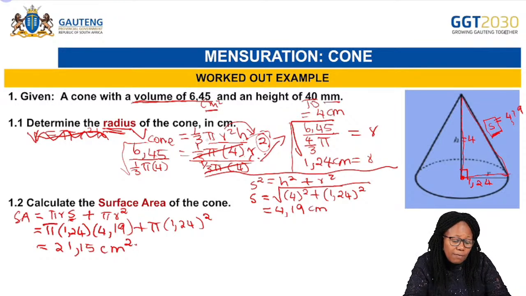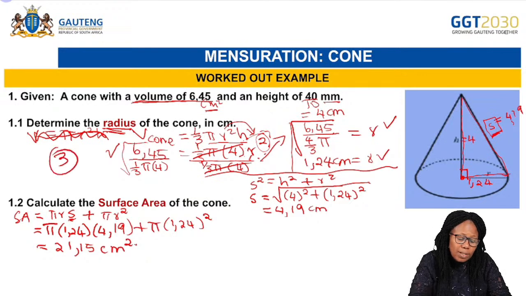Then the mark allocation for the first one. Remember, we are using the volume of a cone. Then the first mark will be for substituting the volume into the correct formula. Number 2 for simplification and for finding the R value. So this question will be worth 3 marks.